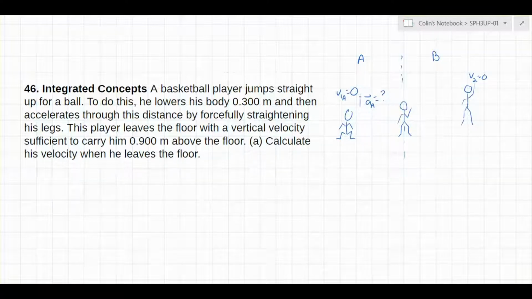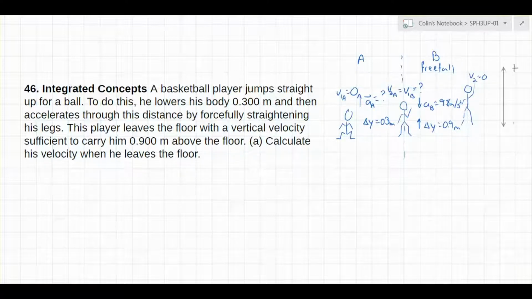So in part A, his initial velocity is 0 and he undergoes an acceleration that we don't know yet over a distance of 0.3 meters. Of course, his final velocity in this part is the initial velocity when he's in free fall. Here, of course, his acceleration is 9.8 meters per second squared down, while he reaches a height of 0.9 meters before his velocity is 0 as he changes directions to fall back to the floor.